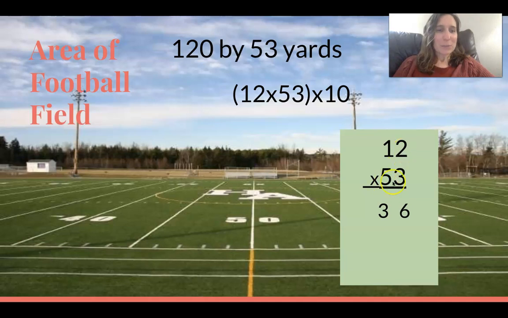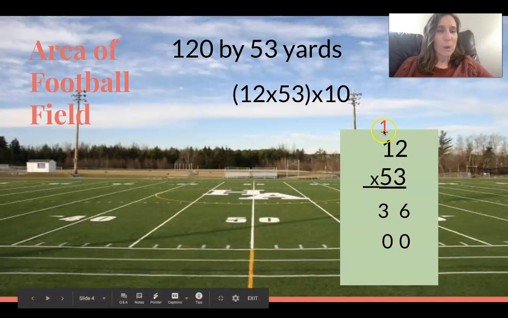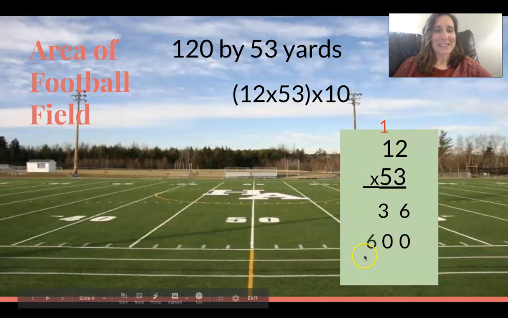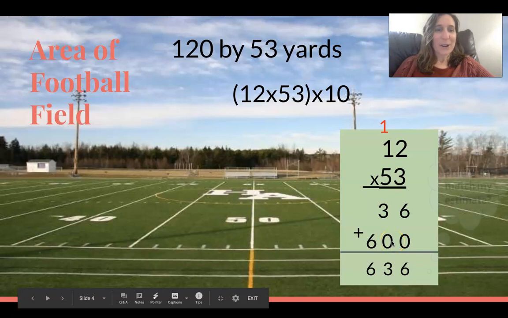So 50 times 2 is 100, so we're going to put those 2 zeros and carry the 1 up here. This is 100 up here. And then 5 times 1 plus 1, or 50 times 10 is 500, plus another 100 is 600 there. We're going to add those up and get 636 yards.